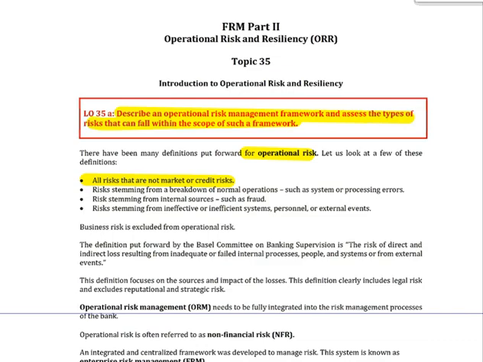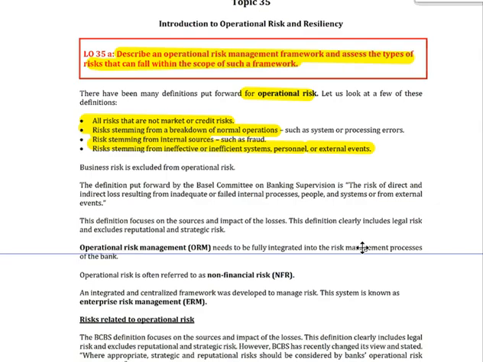there as well. Op risk could also be risks stemming from a breakdown of normal operations, risks stemming from internal sources like fraud, or risks stemming from ineffective or inefficient systems, personnel, or external events. Business risk is generally excluded from op risk. When we talk about the definition that comes through from Basel, the Basel Committee on Banking Supervision, they define op risk as the risk of direct and indirect loss resulting from inadequate or failed internal processes, people and systems, or from external events.